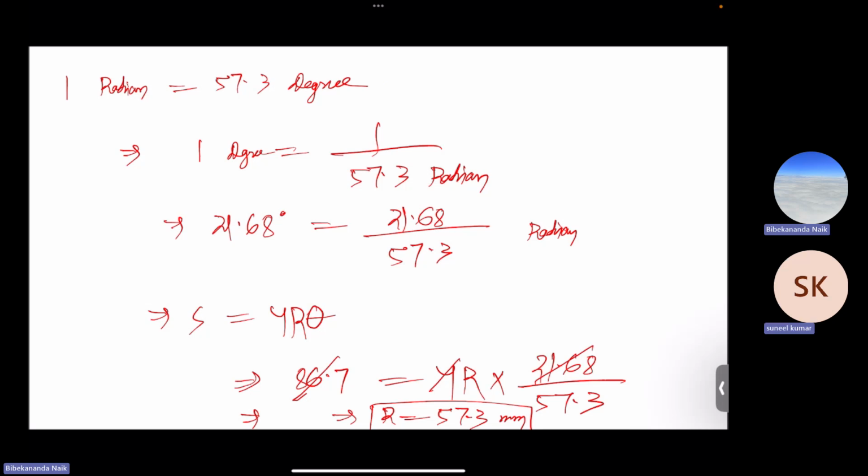So here, if you see, this is theta, this is R, this is S. So when R is equal to 57.3 mm, theta will be S by 4. Is this clear? So this is the conversion factor. Since R is equal to 57.3 mm, directly we can say theta will be S by 4, where S is in millimeters and theta is in degree, because the conversion factor of radian to degree is 57.3.